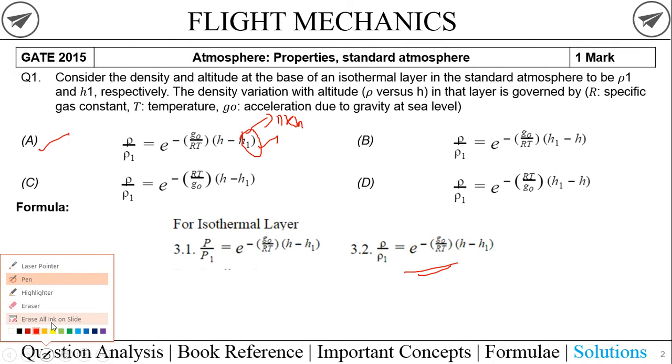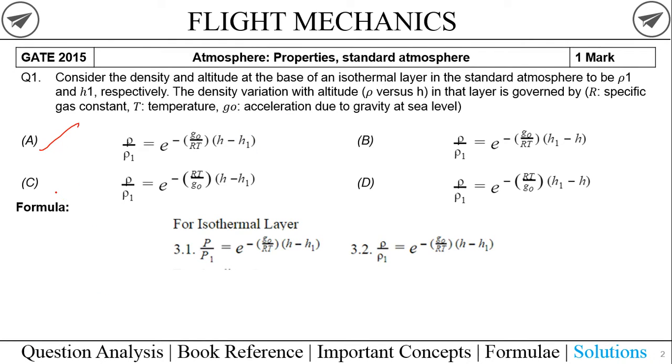So that's the change. And as far as option C is concerned, they have inversed the ratio RT by G naught, which is not the formula. And here, in a similar case, they have reversed both the ratio of G naught by RT and H minus H1, and they have messed up with this. So, analyzing all these four options, option A must be correct. Let's see the answer. Yes, option A is the correct answer.